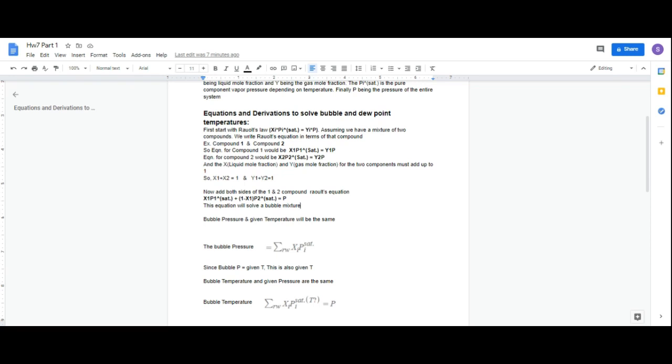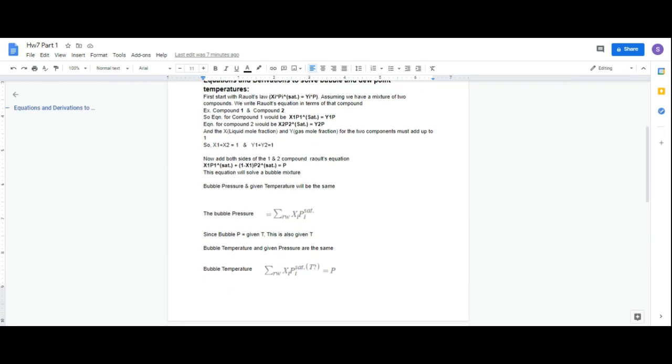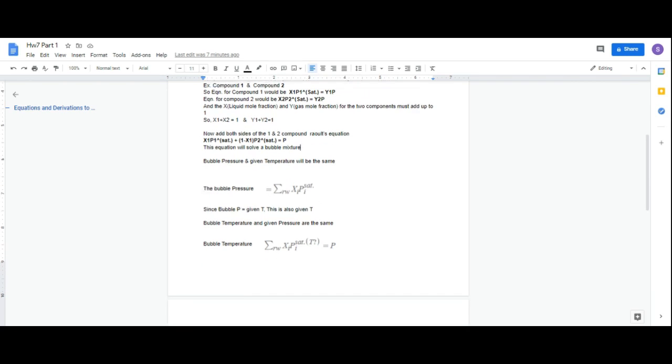Now we take these two equations and add both sides, so that we end up with this equation right here: x1 p1 saturation plus (1 minus x1) times p2 saturation equals total pressure, and this equation will solve the bubble mixture. From here we have to find the bubble pressure at a given temperature. The equation for the bubble pressure would be the summation of this whole thing right here. Since the bubble P and given T are the same, this is also the same equation for the given temperature. And then inversely, the bubble temperature and given pressure are the same.